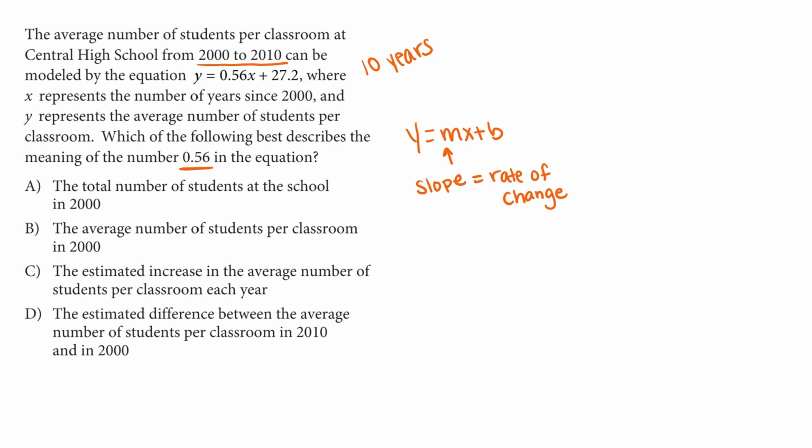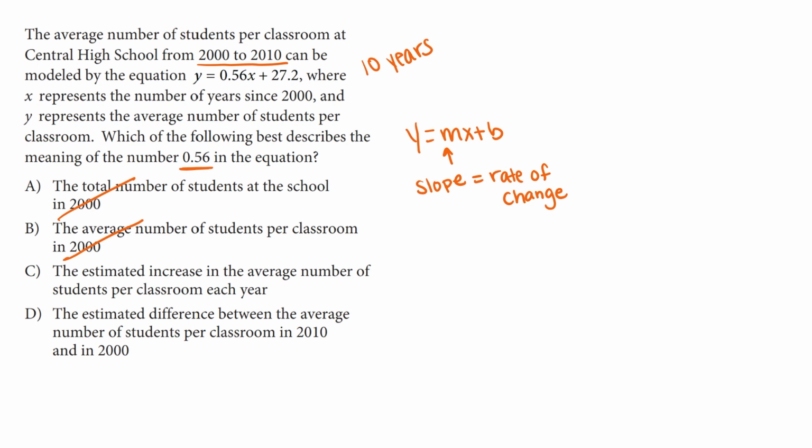So if we look at our answer choices, we know that it does not represent the total number of students at the school in 2000 because, again, this is a rate of change. It also does not represent the average number of students per classroom because, again, this is a rate of change. The average number would be when we enter 0 for x because that would be in 2000, which is the first year that we are using this model.